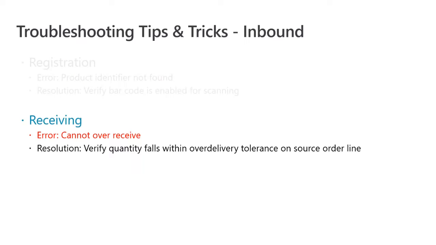So if we move to receiving, our error would be that we cannot over-receive. So our user on the inbound dock is trying to enter a quantity for the PO line, and they're receiving the error that they cannot over-receive. So our resolution is that we want to verify that the quantity that they're entering falls within our over-delivery tolerance, or that we have an over-delivery tolerance on the PO line.